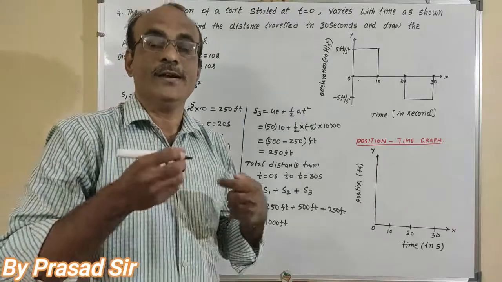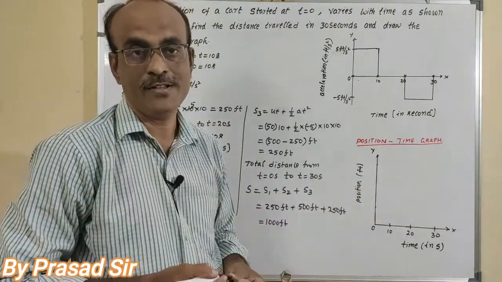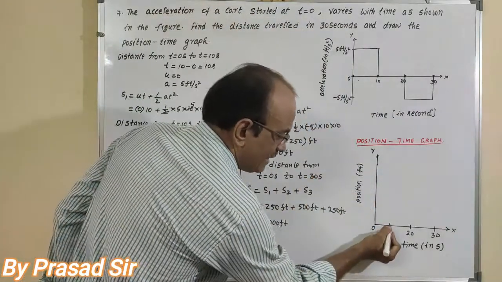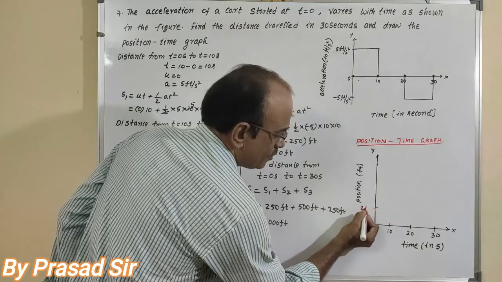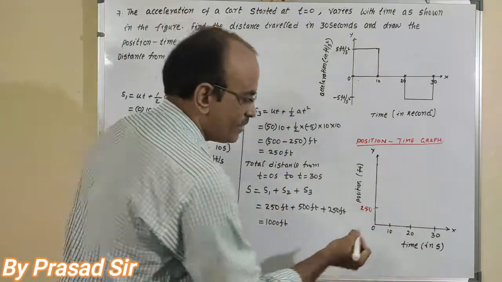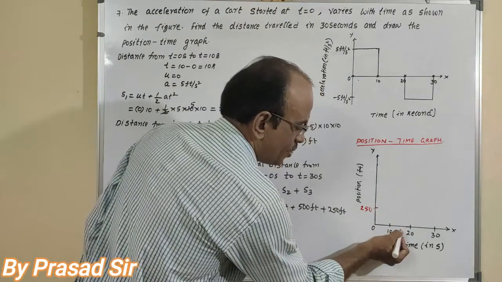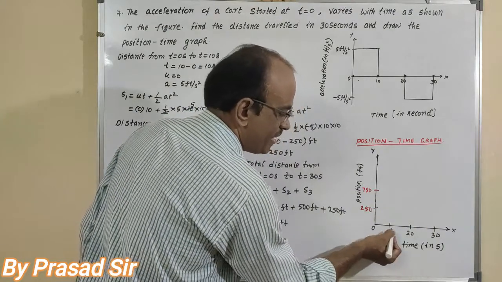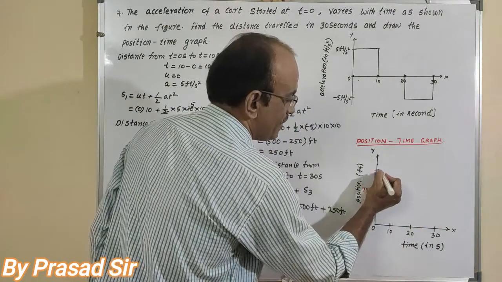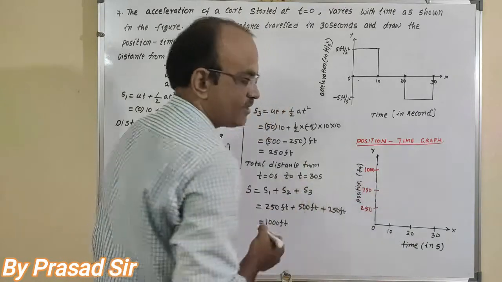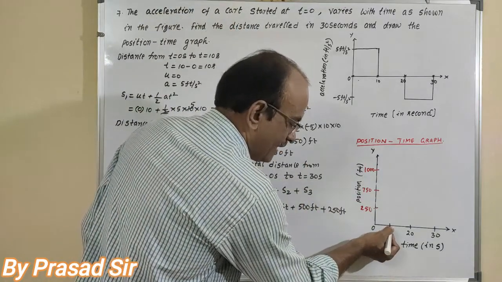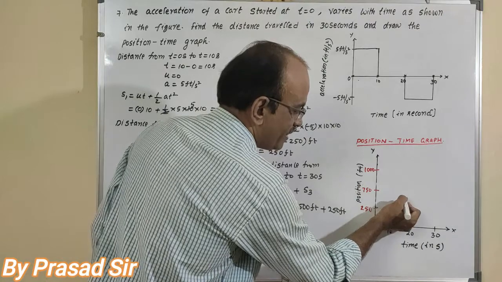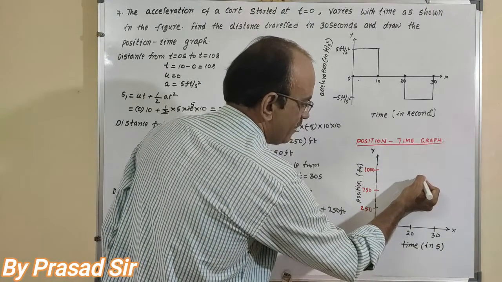Now I want to draw the position-time graph. To draw it, first at 10 seconds, what is the distance here? 250 feet. At 20 seconds, that means 10 plus 10, we get 750. At 30 seconds, meaning 10 plus 10 plus 10, the final value is 1000. So at 10 the value is 250, so there is a point here. At 20, 750, there is a point here. At 30, 1000, there is a point here.